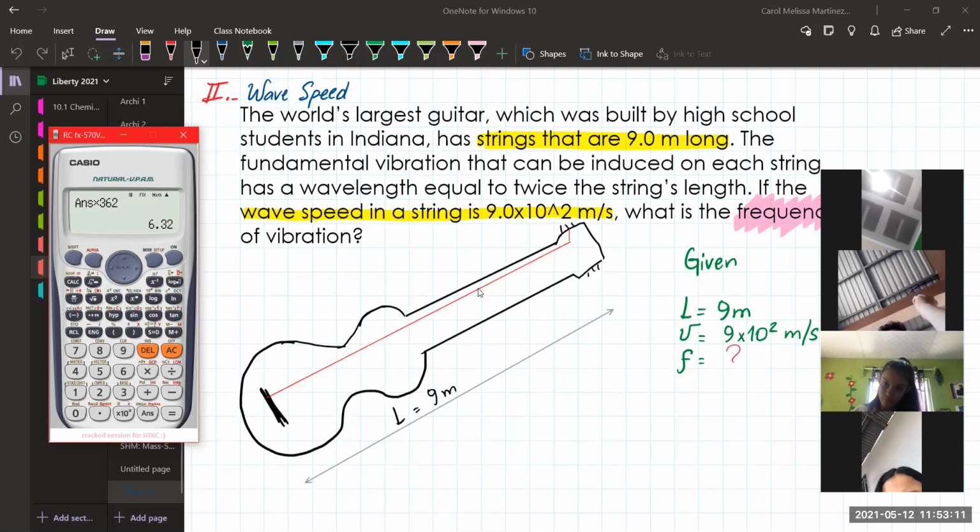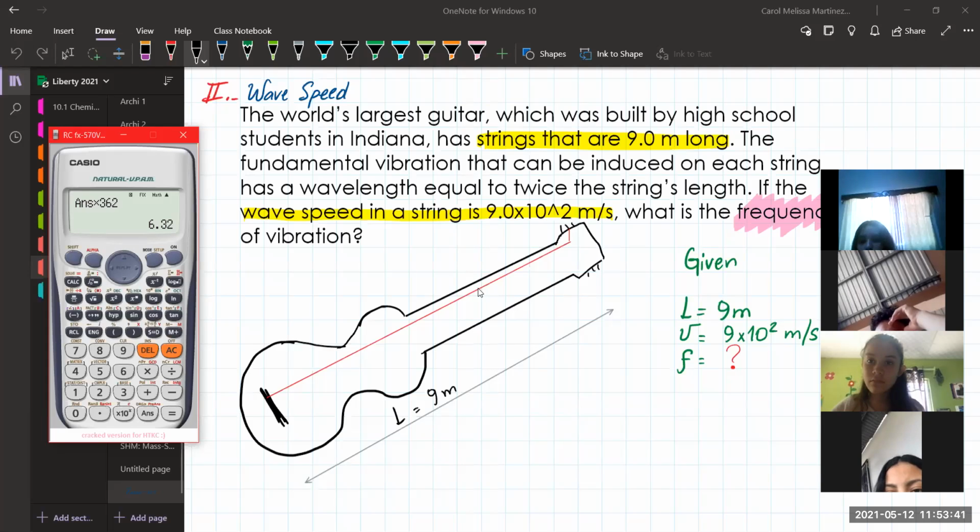But there's another data that is given in this problem. There's one data that is given in this problem and it's not written in numbers. It is written in words. Take a look. Have you found it? The wavelength. Okay, what does it say about the wavelength? That it is twice the string length. Aha.